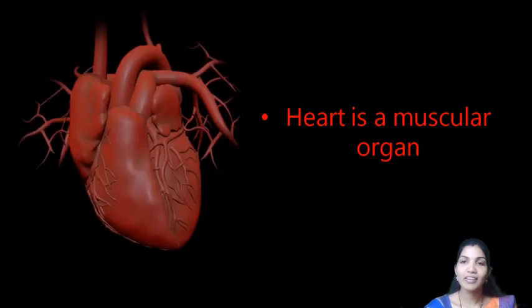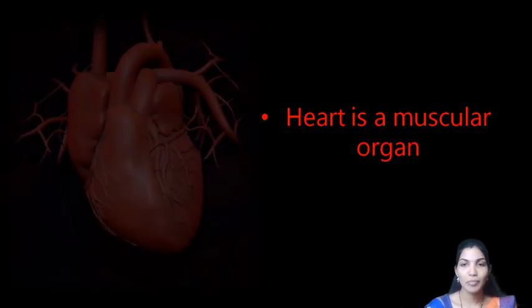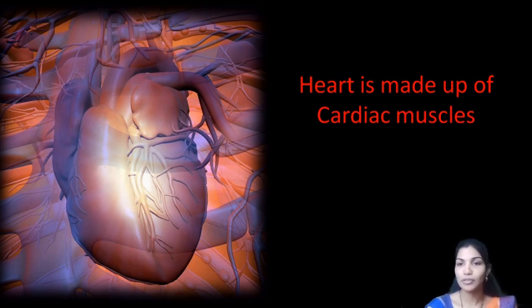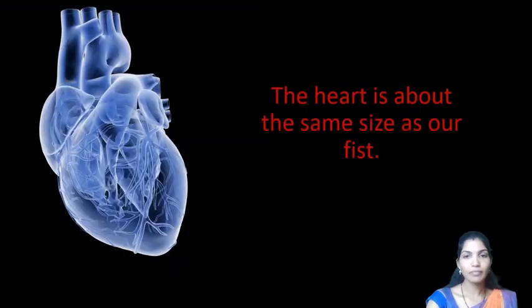We know that heart is a muscular organ made up of special type of muscles, that is cardiac muscles. You may ask why heart is made up of cardiac muscles. Because these cardiac muscles have some special features. That is, these cardiac muscles usually do not fatigue easily, and also they are responsible for continuous heartbeat throughout one's life. Size of our heart is about our own fist.